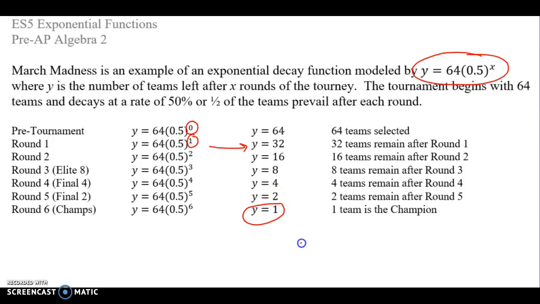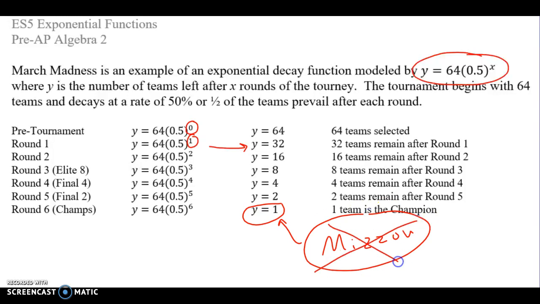The champion, which, too bad, Mizzou's out of it. Missouri was always victory, not Mizzou this year. Sad face. Or next year, Kansas. Probably next year.